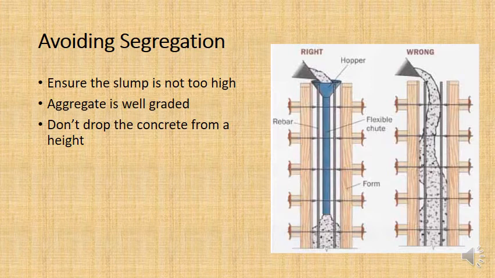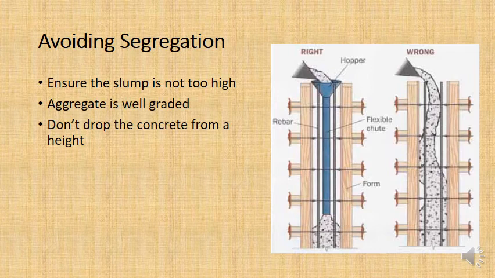Now, this can be avoided by making sure that the aggregate is well graded. Remember how important a well-graded aggregate is for the strength of the concrete and the economy? Well, a lot of it comes down to segregation. You've got to make sure that the concrete doesn't segregate, and that's ensured by making sure the aggregate is well graded or gap graded, as the case may be. So you need to have enough sand particles to fill the voids between the coarse aggregate particles.